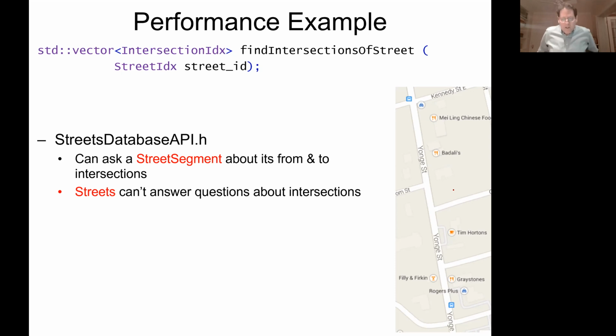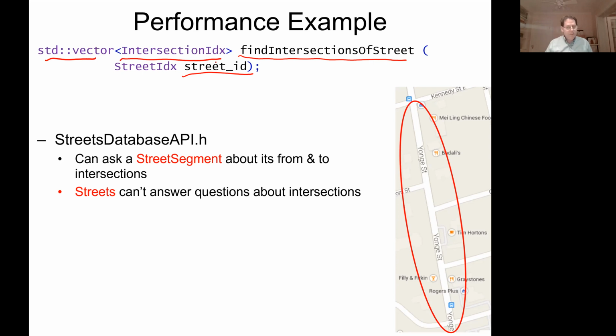Okay, so let me give an example of how we can make our code faster for this API. This is one of the functions that you actually have to write. It's called findIntersectionsOfStreet, and it takes as input a street ID. Remember, this is just an integer, but we give it another name, StreetIndex, so you remember what that integer represents. So we're going to pass in the ID of a street, and you have to return a vector of intersection indexes. So the IDs of all the intersections, there could be many, that are on that street.